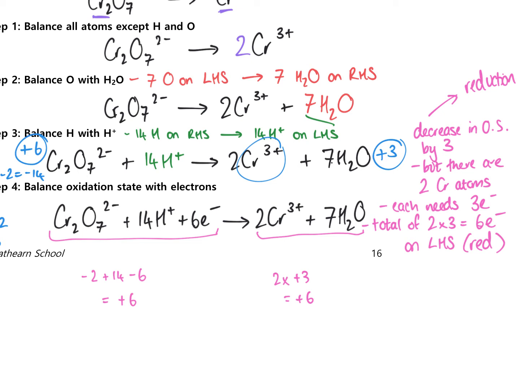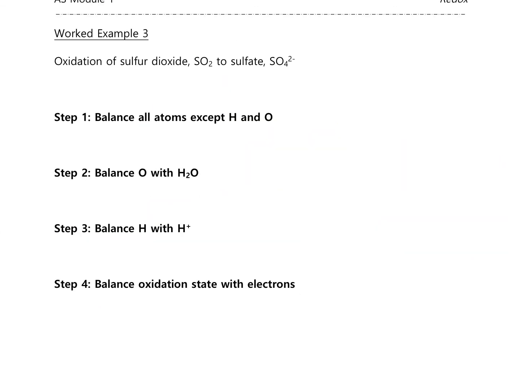But as I said, if you'd prefer, after step number 3, you can count up the charge on either side of the equation and work out how many electrons you need and which side you need to add them onto, like we would have done with the previous half equations. That is also okay. Okay, and finally, let's look at worked example 3 and then over to you for some practice of this.